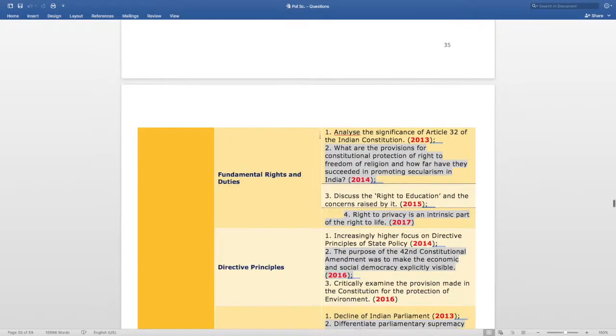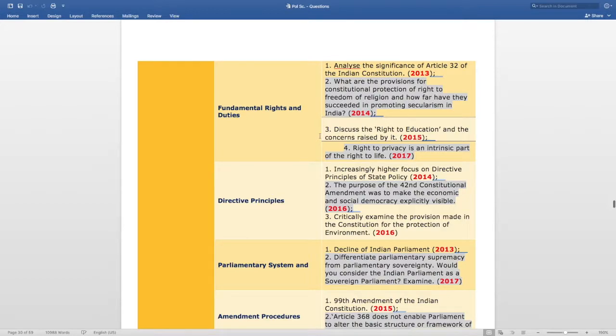The next section is fundamental rights and duties. The question asked from this section is: analyze the significance of Article 32 of the Indian Constitution. This question is asked in 2013. The next question is: what are the provisions for constitutional protection of the right to freedom of religion and how far have they succeeded in promoting secularism in India? This question is asked in 2014.